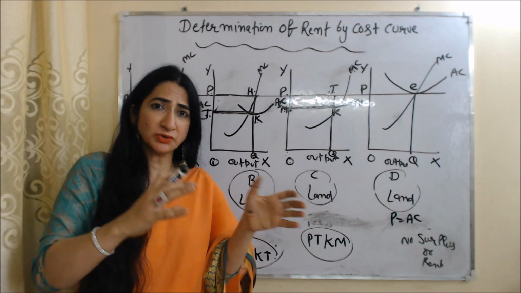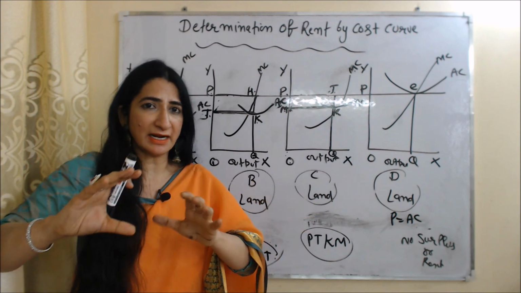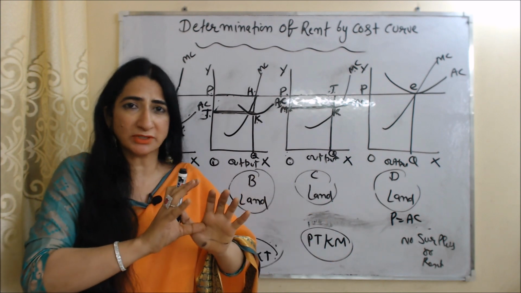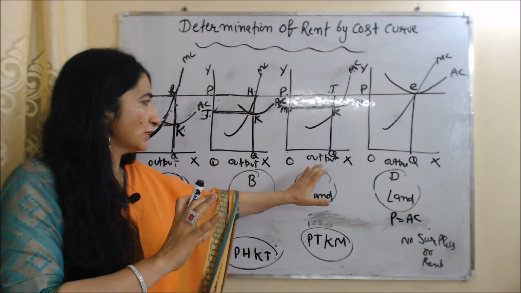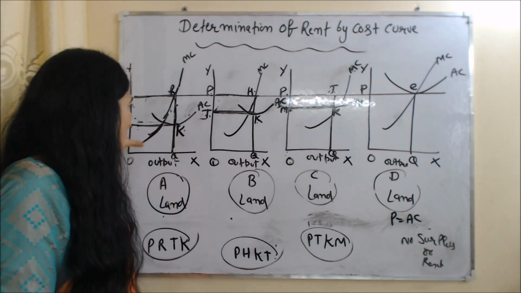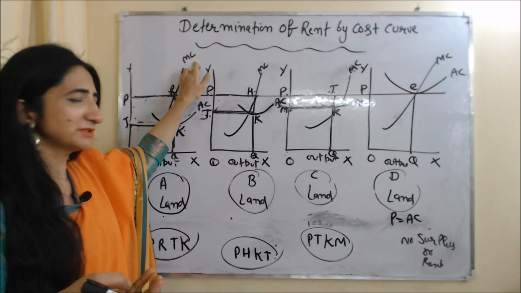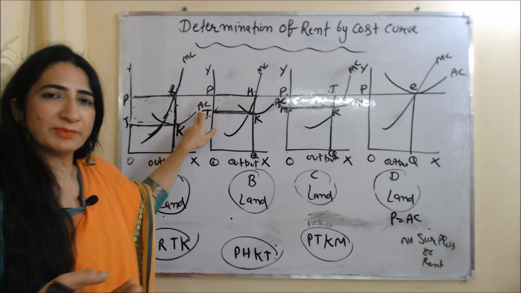As we know, in Ricardo theory, we assume surplus and rent are equal to each other. Please don't confuse. In Ricardo theory, surplus and rent both are the same. On the x-axis of all diagrams we have output, and on the y-axis we have price, revenue and cost. In all diagrams, MC represents marginal cost and AC represents average cost.